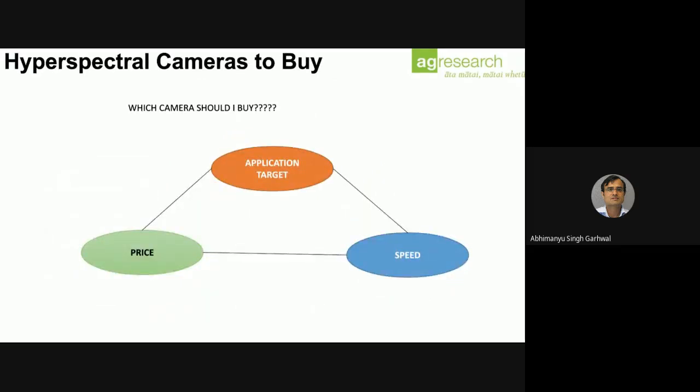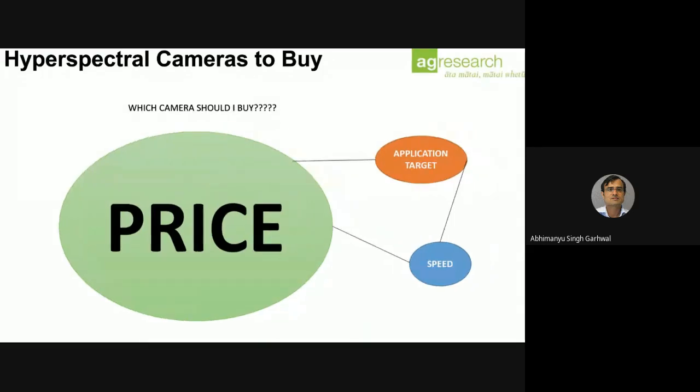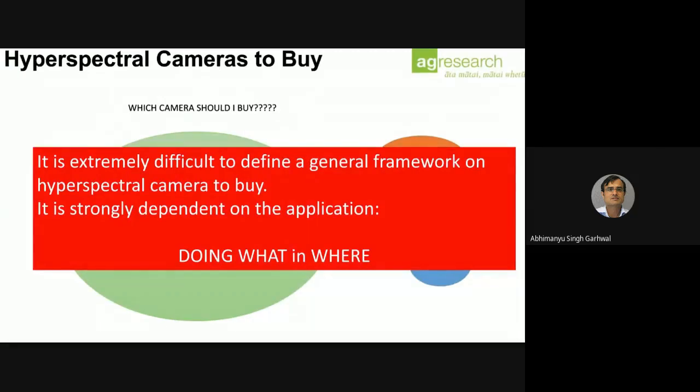There are three things that decide which camera I should buy: application target, the speed of capturing the image, and the price. But at last, what gets highlighted? The price always takes the most priority. So we have to make a trade-off about which camera to buy and what price is reasonable. It's extremely difficult to define a general framework for which hyperspectral camera to buy, as it is strongly dependent on the application, what you are doing and where, in industry or in a lab. It depends on the outer environmental conditions and how dynamic they are.